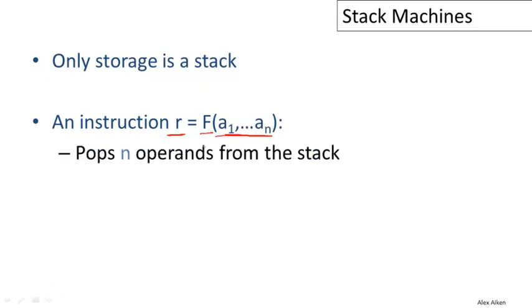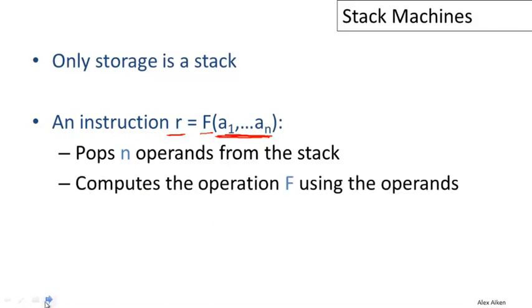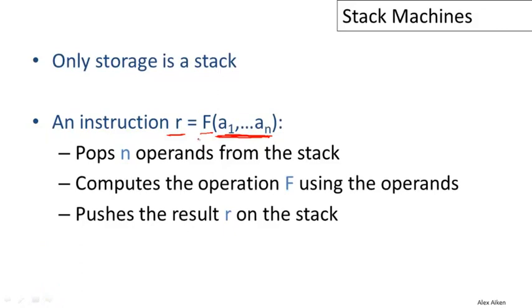And what that does is it'll pop n operands from the stack. So the arguments a1 through an are stored at the top of the stack. It will then compute the function f using those operands, and it will push the result r back on top of the stack. Okay, so let's take a look at a simple example. Let's see how we would compute 7 plus 5 using a stack machine.